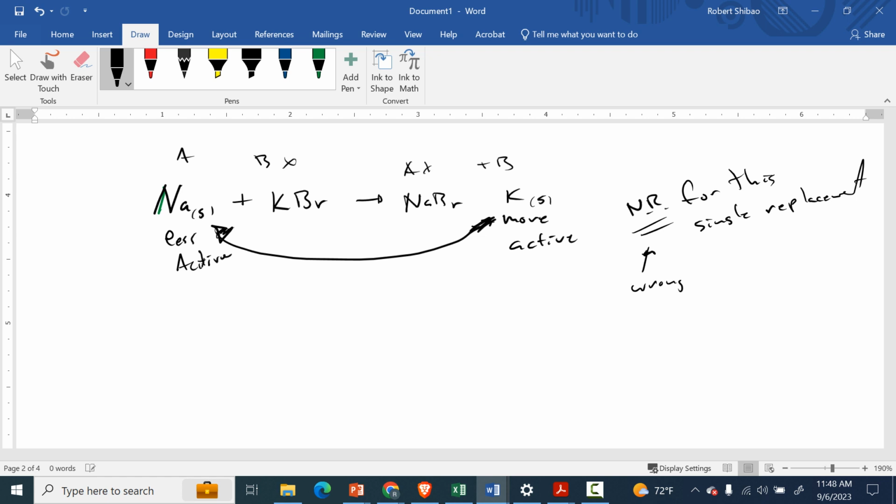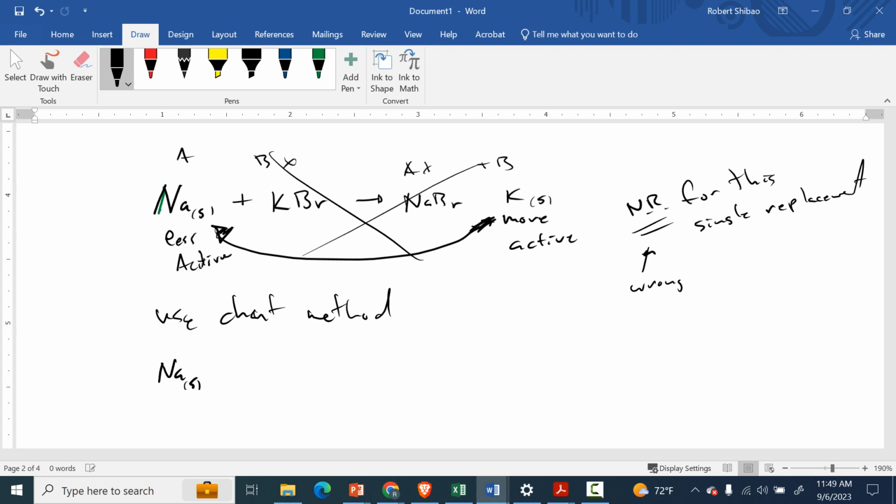And so if you don't want to memorize all the exceptions, then the best thing to do is use the chart method. That way you don't have to memorize these exceptions. What was the exception in this particular case? The reason we got it wrong is because we ignored water.